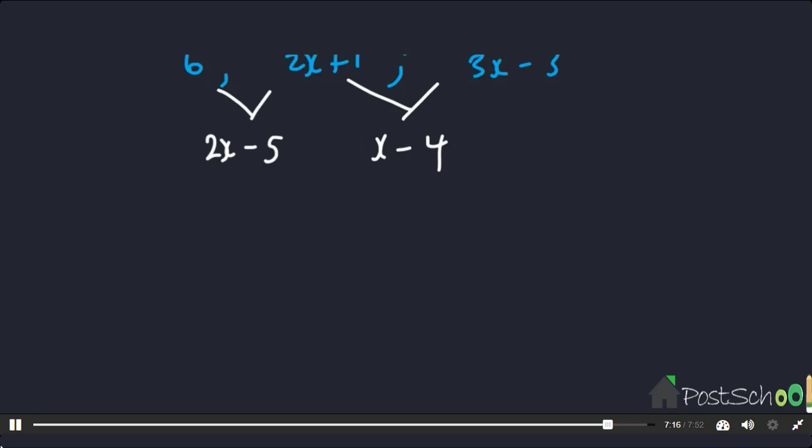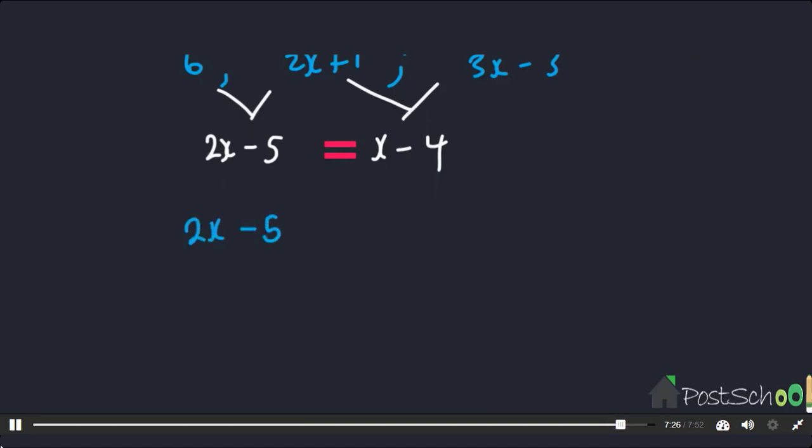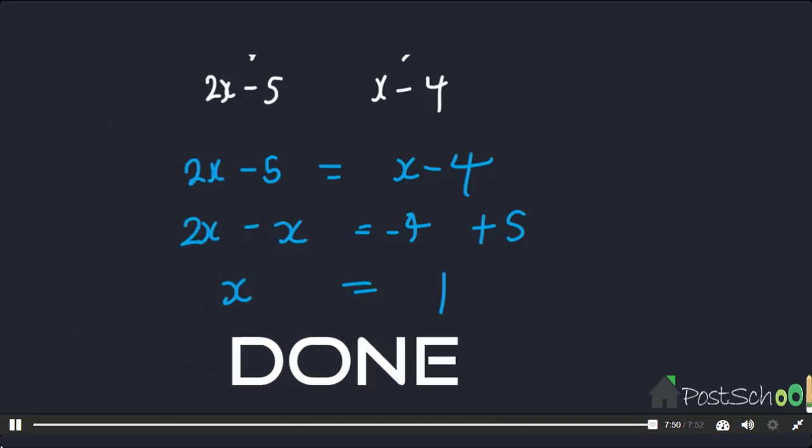Now what do we know? Since this is a linear or arithmetic pattern, this is equal to that. So we can say that 2x minus 5 is equal to x minus 4, and then solve for x. Taking x to the other side, there's 2x minus x, and taking numbers to the right side, negative 4 plus 5. So 2x minus x is x, and negative 4 plus 5 is 1. So x is equal to 1. We have just calculated the value of x.